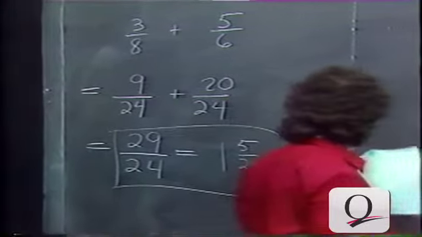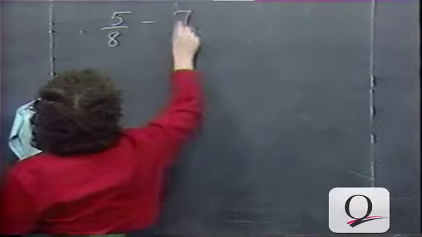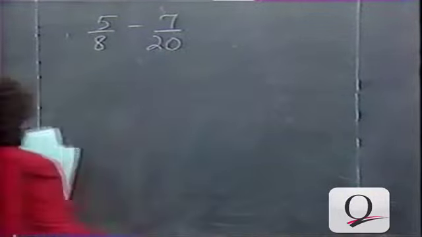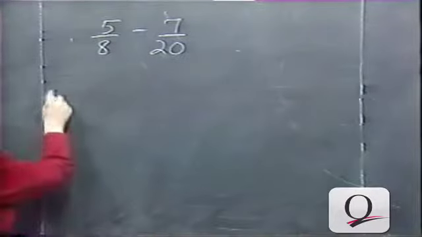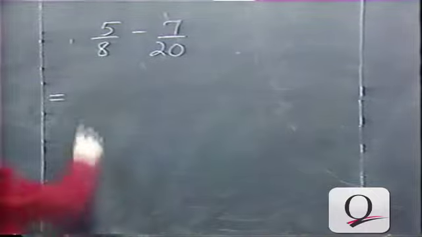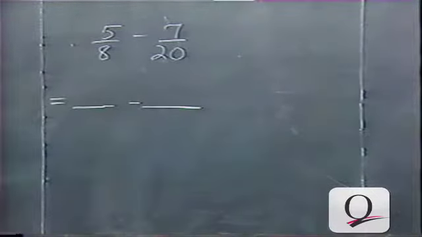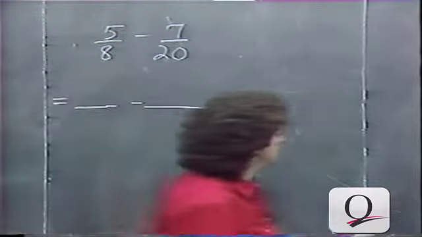Okay, let's try a subtraction. 5/8 minus 7/20. One fraction, take away another fraction. To do this, of course, the fractions are going to have the same denominators. 8 and 20 to get the lowest common denominator.